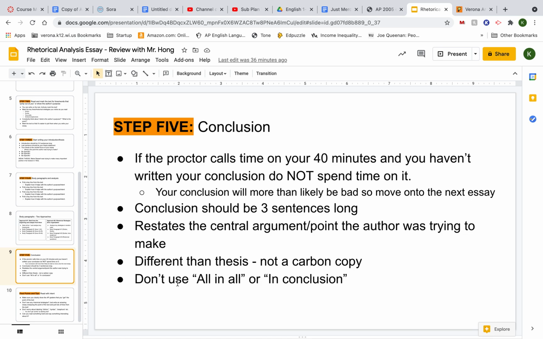The reason why I don't want you to use these transitional words is that you learned all in all in middle school. And it was a transitional phrase that the teachers used. It was age appropriate for middle schoolers, but as a high schooler taking an AP test, it kind of signals to the graders that you're still clinging and using middle school transitions, and that is not a good thing. So please don't use all in all or in conclusion. Just start writing your conclusion, okay?